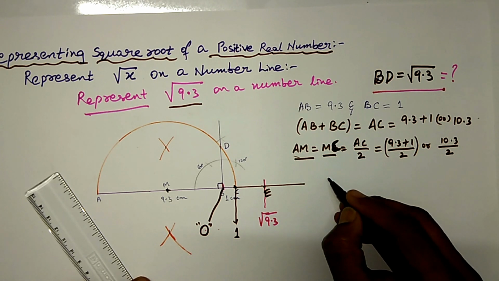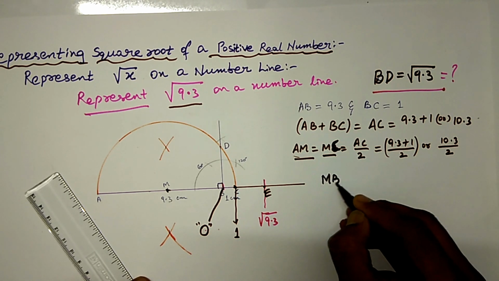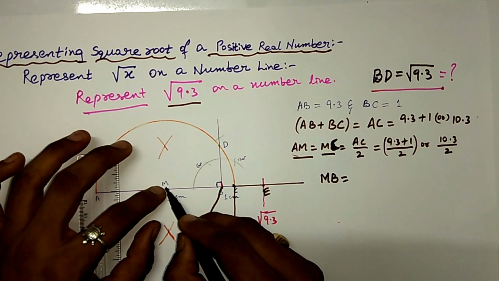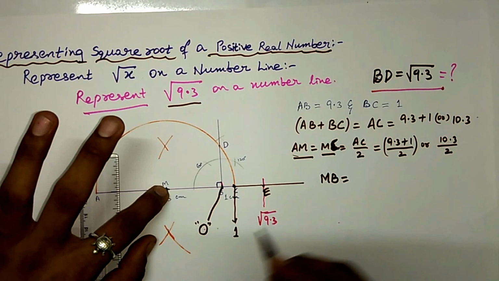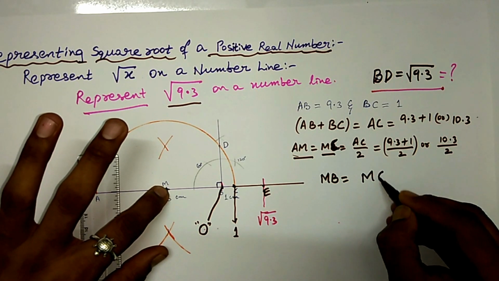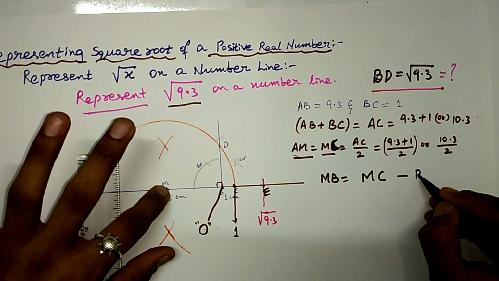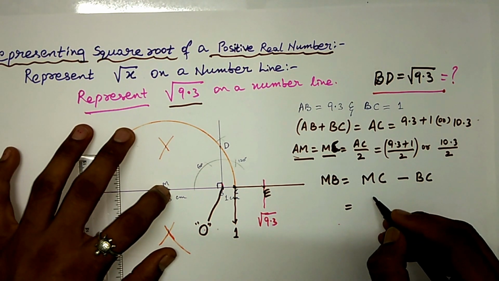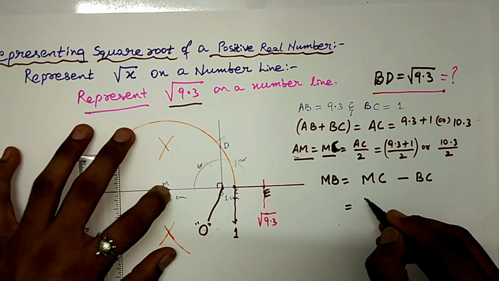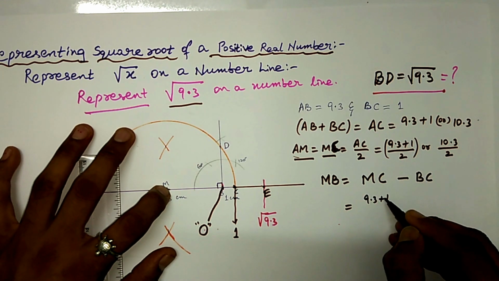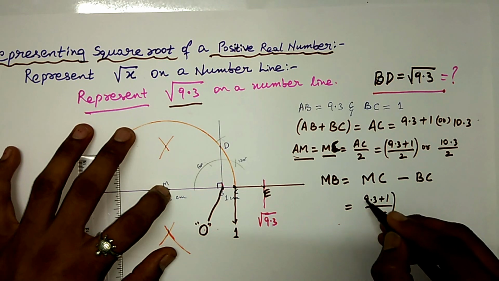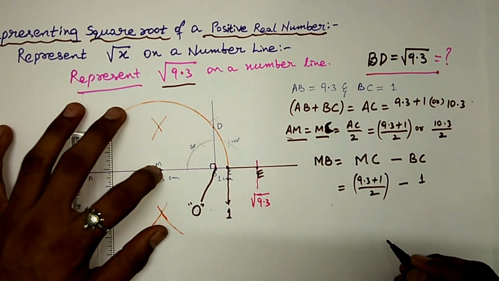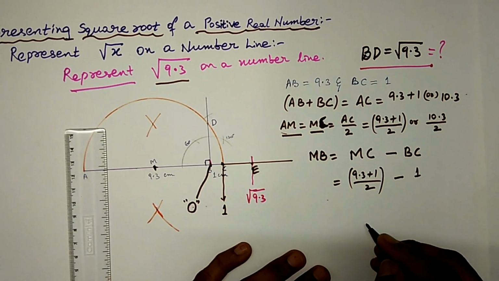Now, length of MB we will find out. Where is the length of MB? From here to here, which is MC minus BC length. MC length is, we have already got, 9.3 plus 1 by 2. From that I have to subtract 1. How to subtract 1 from this?